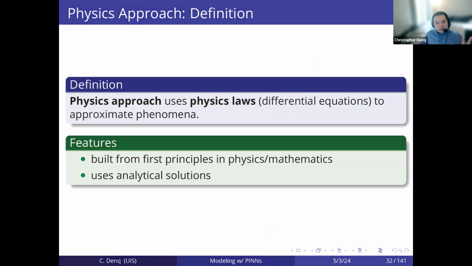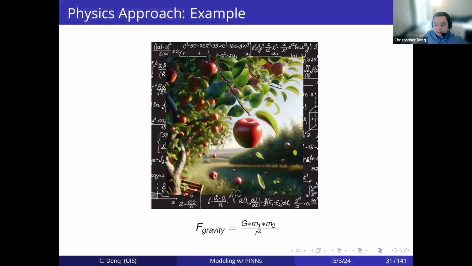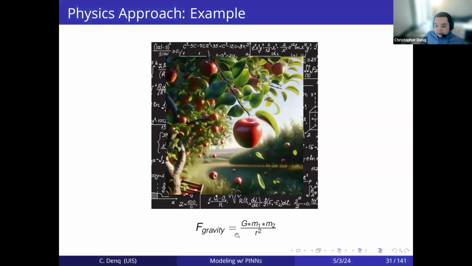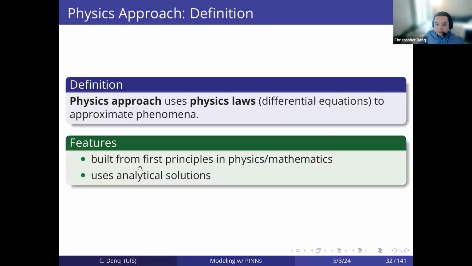Now, just to sum up everything for the physics approach, the main important features that we want to know about a physics approach is that physics approaches tend to be built from first principles in physics and mathematics, right? So in this case, this equation of gravity is a first principle in terms of physics and mathematics. And likewise, we tend to use a lot of analytical solutions. These are clean solutions that come out to exact answers. They're not really approximations. So these are the two bounding features of a physics approach to modeling.